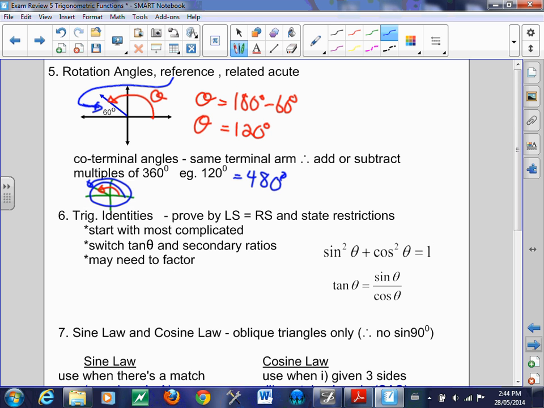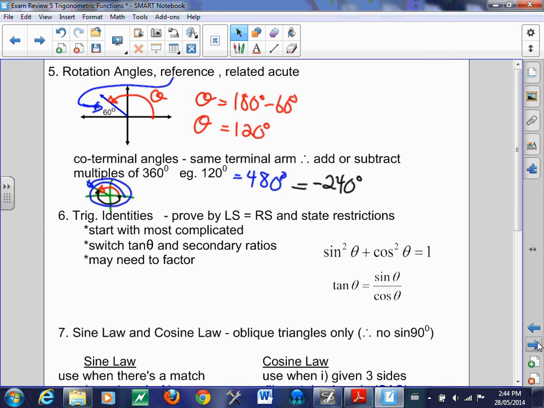The other thing you could do, ladies and gentlemen, is go in the opposite direction. Watch what I'm going to do here. I could take it from the terminal arm and go backwards. So I'm going to get a negative angle. I would take 120 and subtract 360, and that's going to equal negative 240 degrees. So that's adding or subtracting 360. Okay? Awesome. Now we get into trig identities.